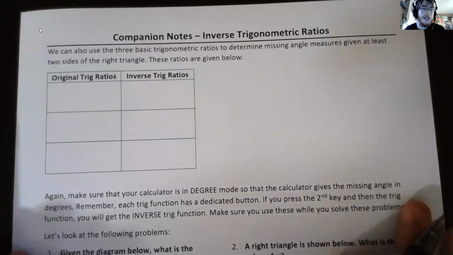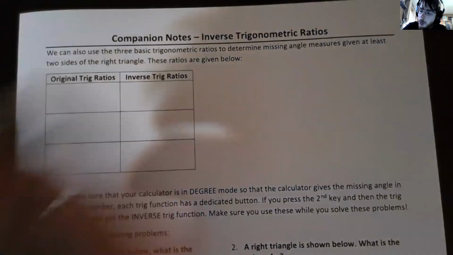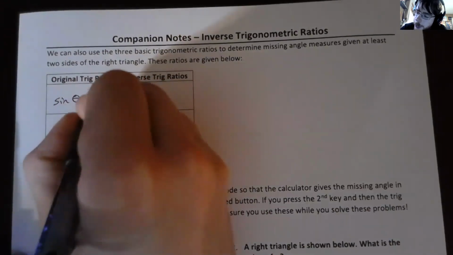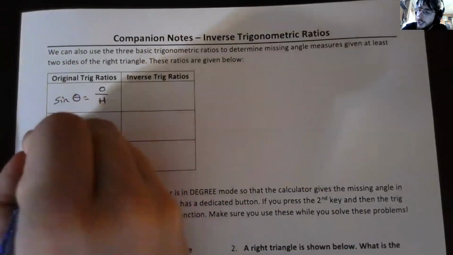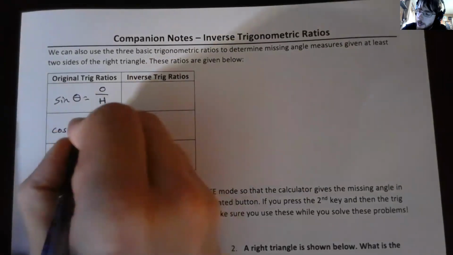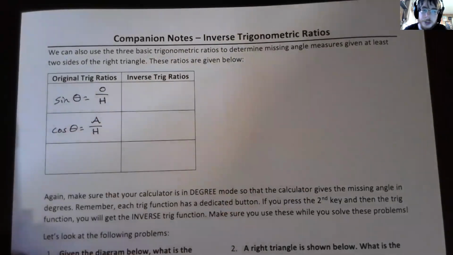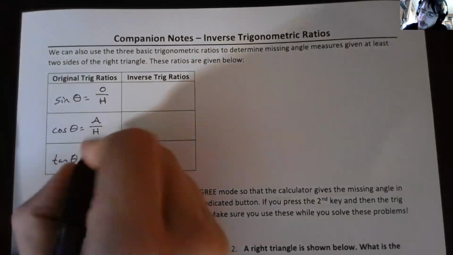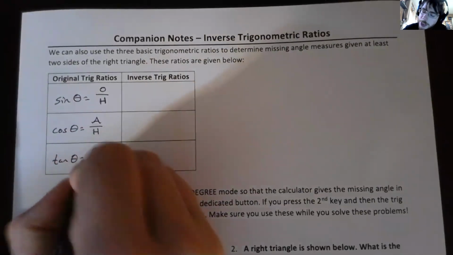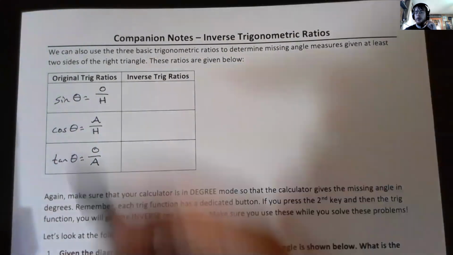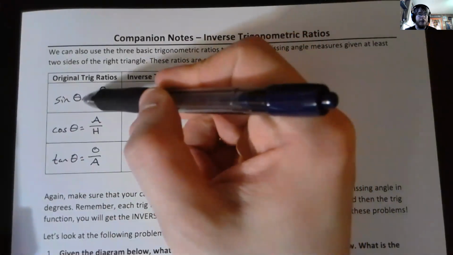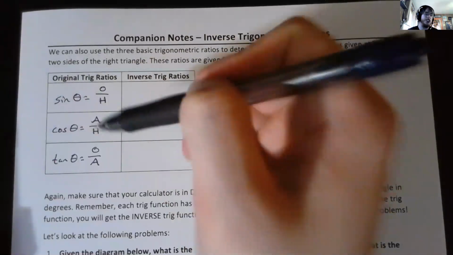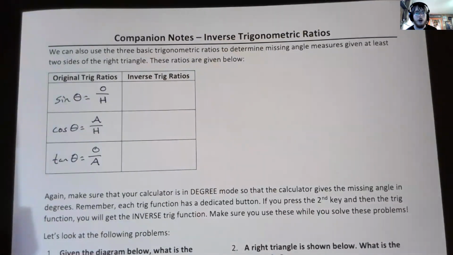So our original trig ratios were sine of theta equals opposite over hypotenuse. Then cosine of theta is equal to the adjacent over the hypotenuse. And then our tangent of theta is equal to the opposite over adjacent. Okay, and remember, O is the opposite side from theta, A is the adjacent side to theta, and H is your hypotenuse. O and A are always your legs.